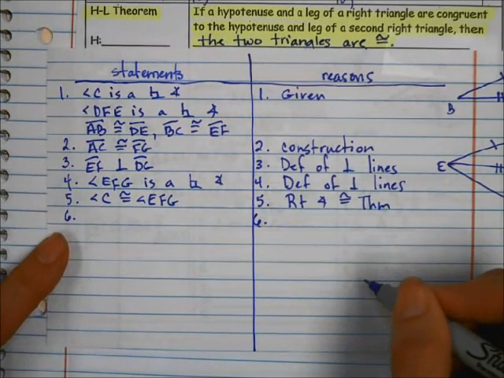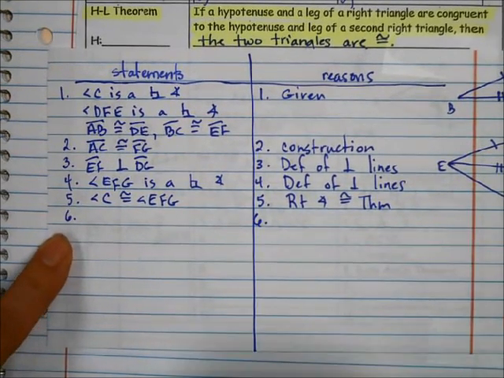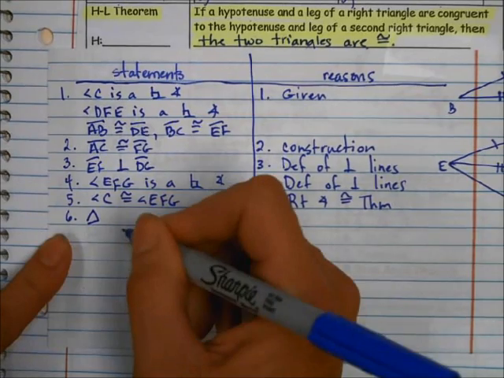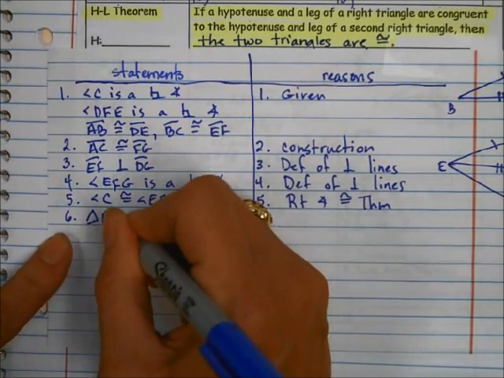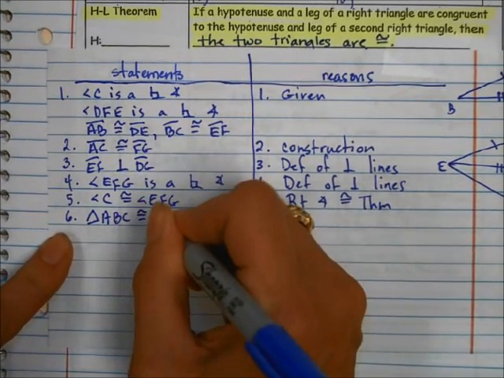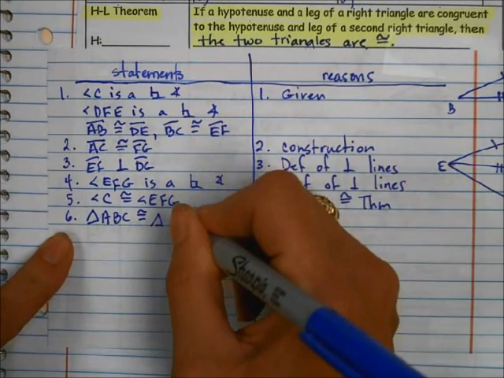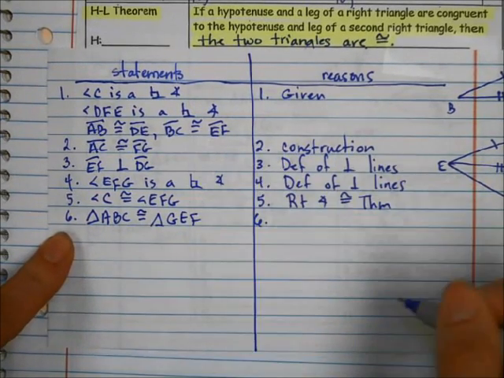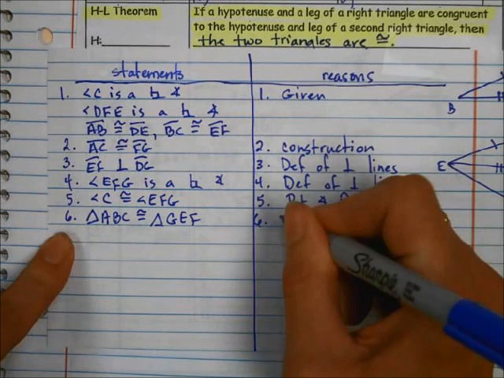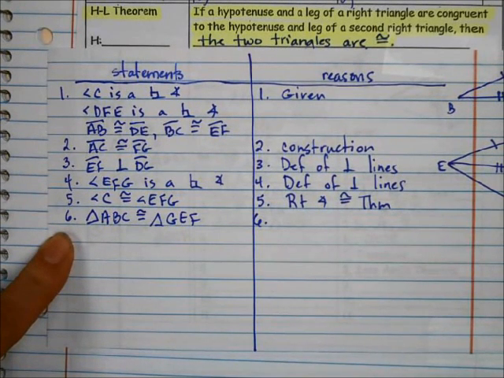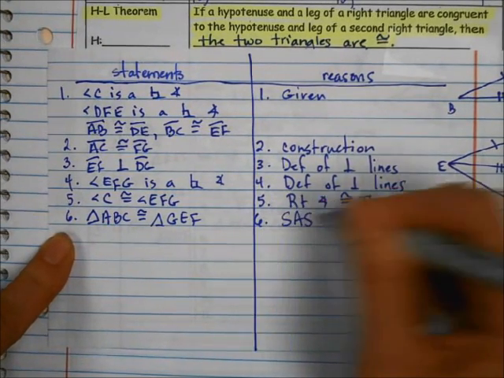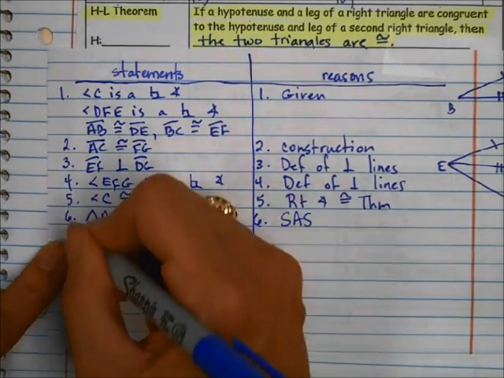Step 6, we know the triangles are congruent. So triangle ABC is congruent to triangle GEF. And if you look very carefully, we have side, angle, side. Side, angle, side. So the side angle side theorem.